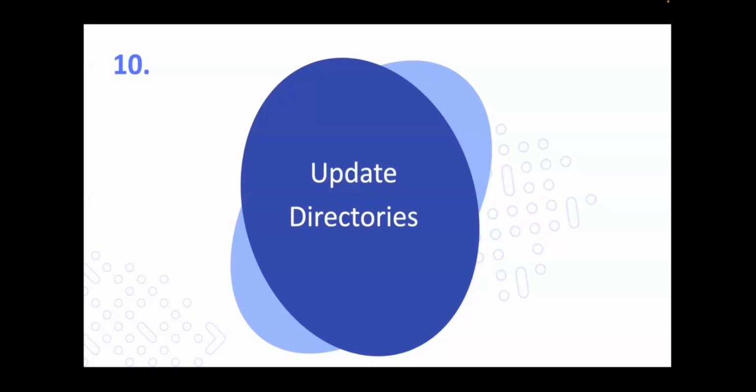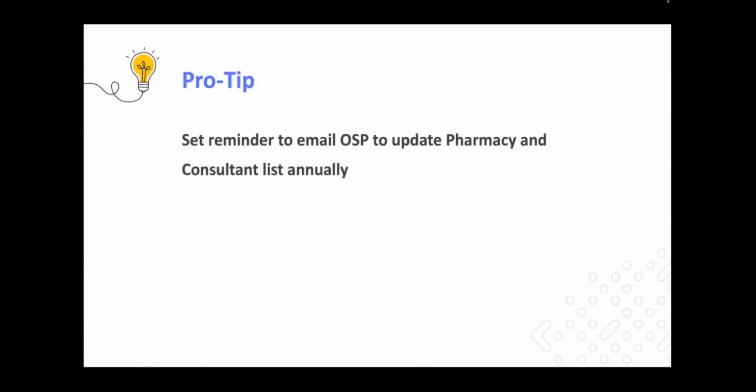And same thing for specialists as well. So it helps keep your specialists up to date. It also helps keep your pharmacy up to date. So I try to do this at least on an annual basis. So I have a reminder set around January 1st to email my Oscar service provider to update the pharmacy and consultant list. And that way you're not having to constantly add new providers, constantly having to add new pharmacies. You may have to here and there, but it's not necessarily one big add. I like to just bulk it with my Oscar service provider.